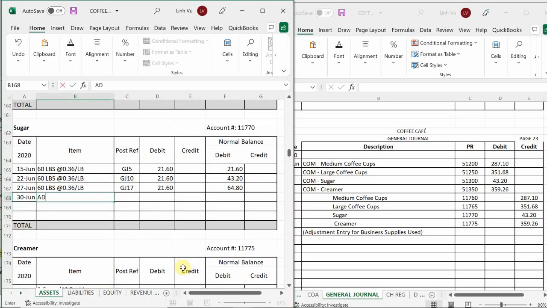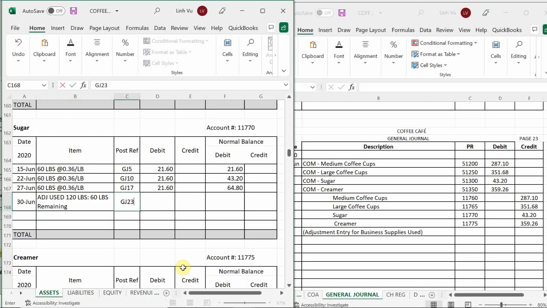We're going to adjust our sugar here. So again, adjustment, used 120 pounds of sugar. So let's see. We purchased 60, 60, and 60, right? So 60 times 3 gives you 180, minus 120 should give you a total of 60 pounds remaining. General Journal, page 23. So therefore, we used up $43.20. So that should adjust your inventory to give us an account balance of $21.60 left.